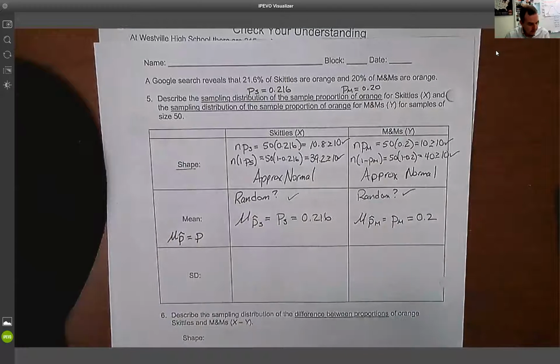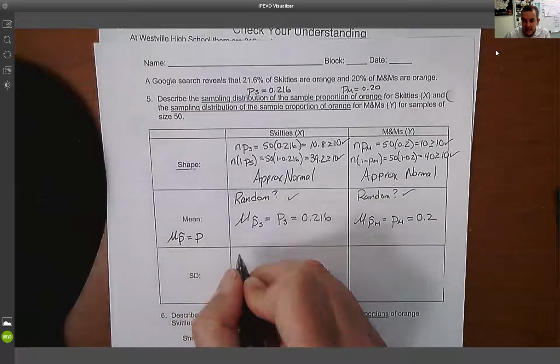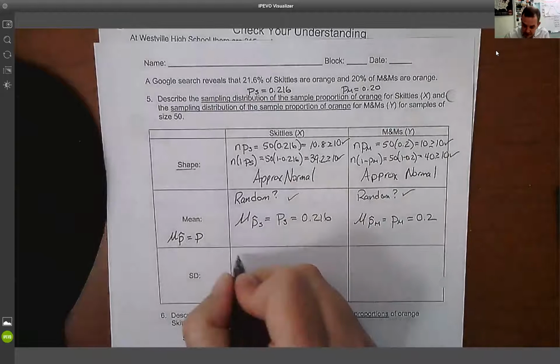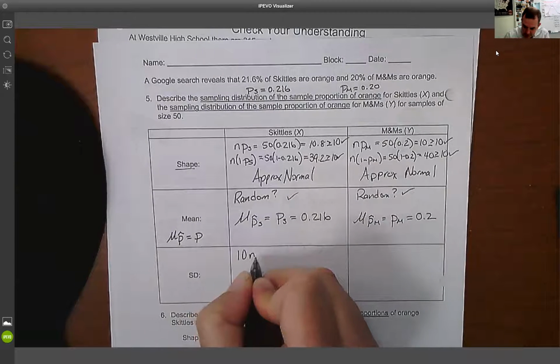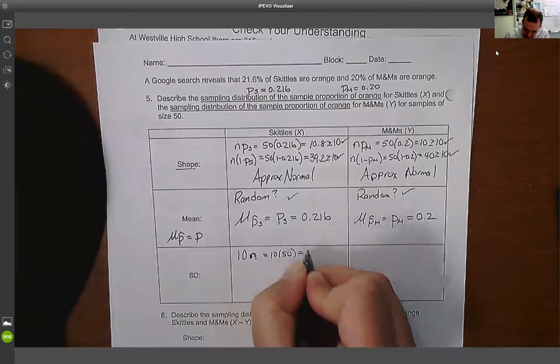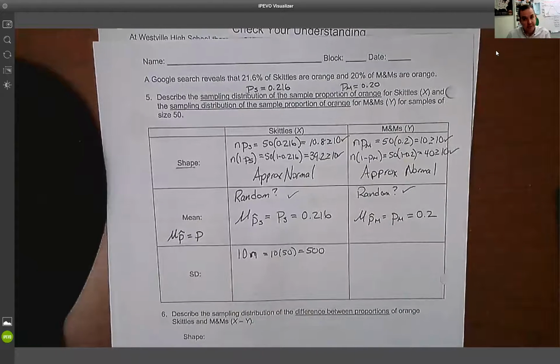Okay, so now we're going to do our standard deviation. Our standard deviation is a 10% check. The way I'm going to do it is take 10 times my sample for Skittles. In this case, 10 times 50 is 500. Do you think it's safe to say there are more than 500 Skittles in the world?